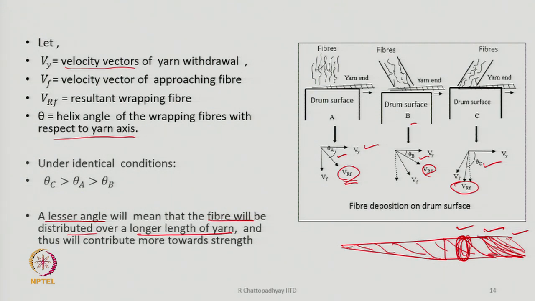Therefore, theta b is the best, that means this kind of configuration is the best, followed by theta a and then theta c. Theta c can disturb a lot, because the fibers are coming this way and then taking a turn in these directions, and therefore its wrapping angle is going to vary a lot. So, that kind of configuration of the feed duct is not really very helpful.